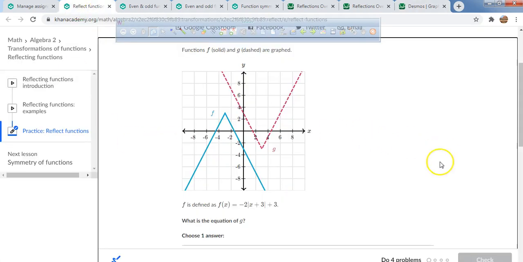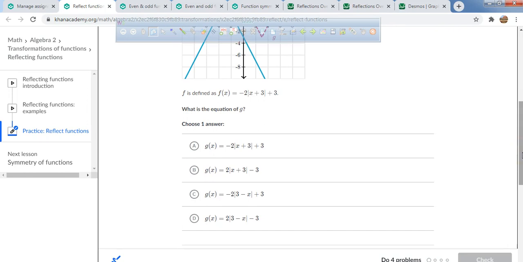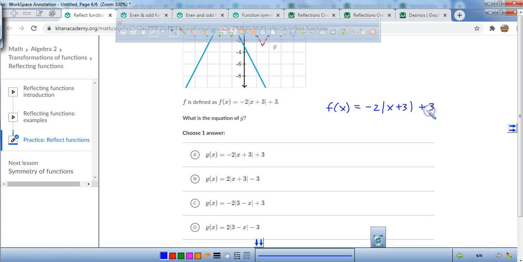All right, so it says, what is the equation of g? There are two things that happen there. So I'm going to do the work right here on the page so you can see how I would do it. Remember, we're dealing with two reflections. So if I take f of x, which is -2 times the absolute value of x plus 3, plus 3, and I want to change it, I know g of x, because we're dealing with two reflections, I got to take this whole thing and multiply it by a negative, and so that becomes 2 times the absolute value of x plus 3.